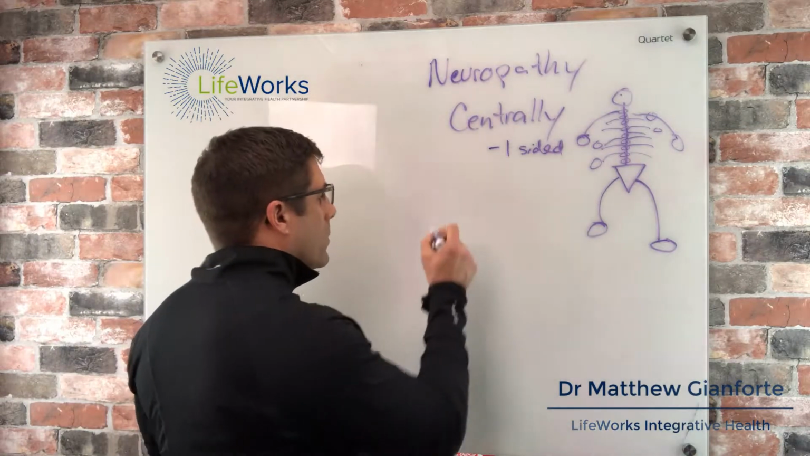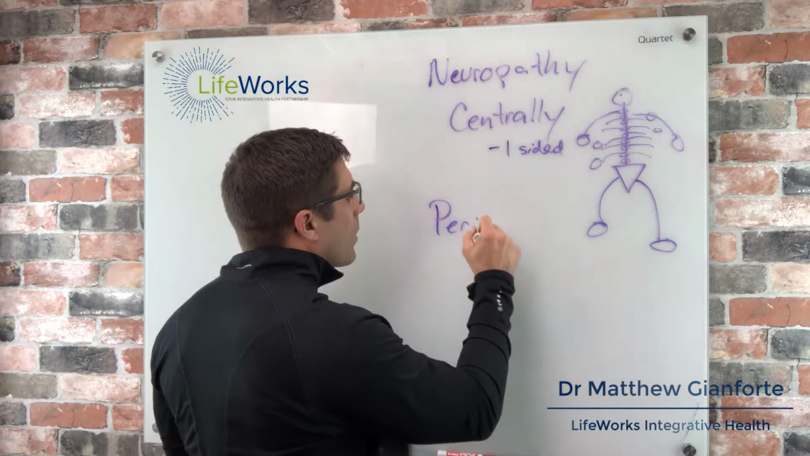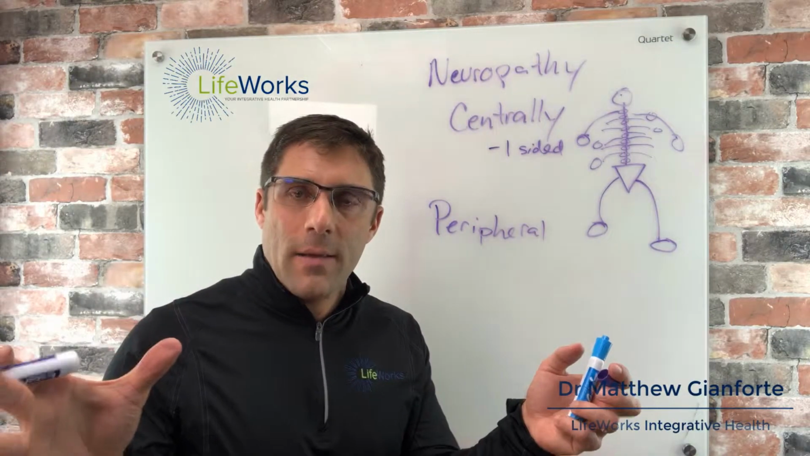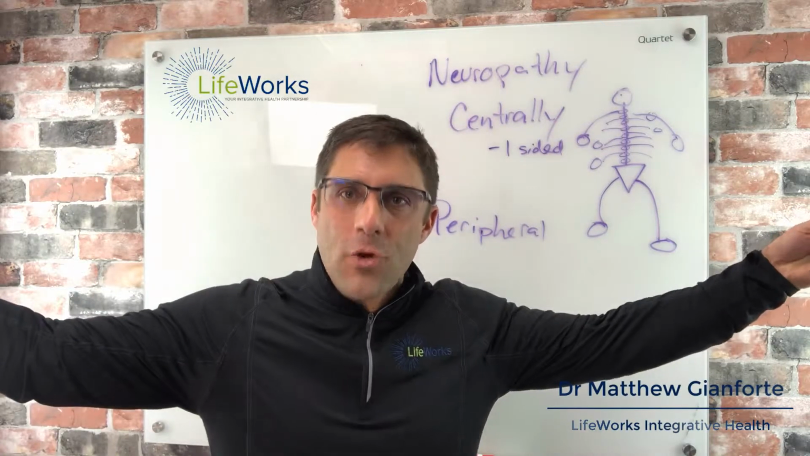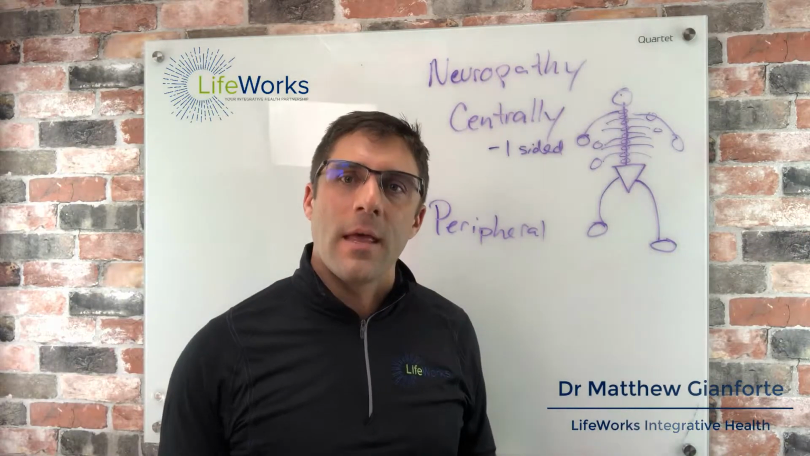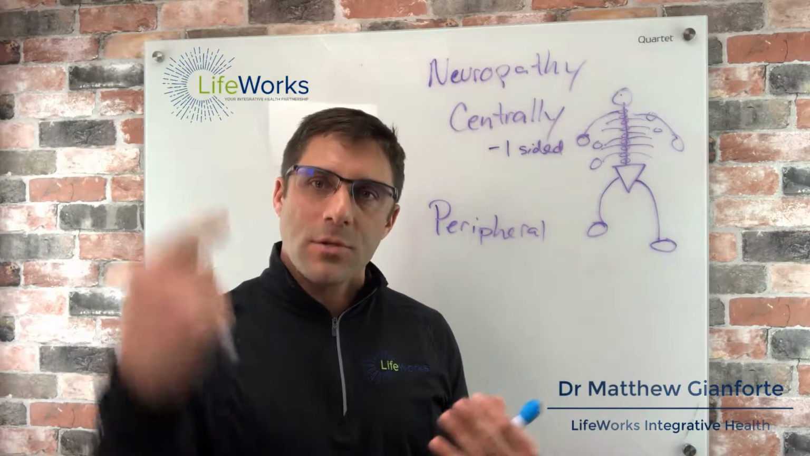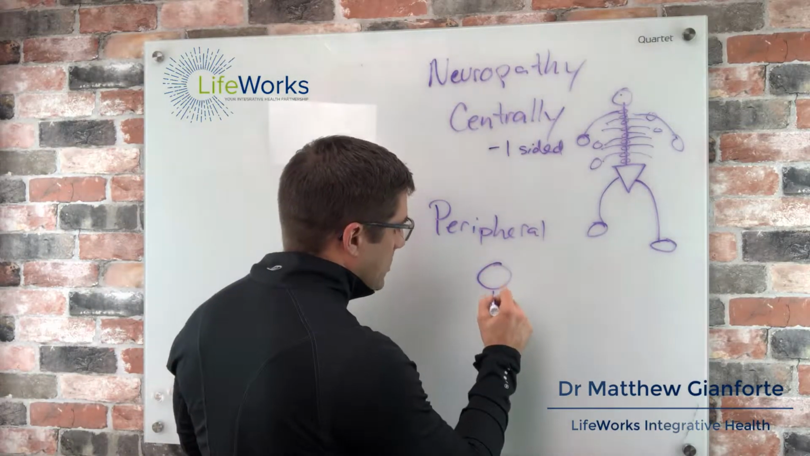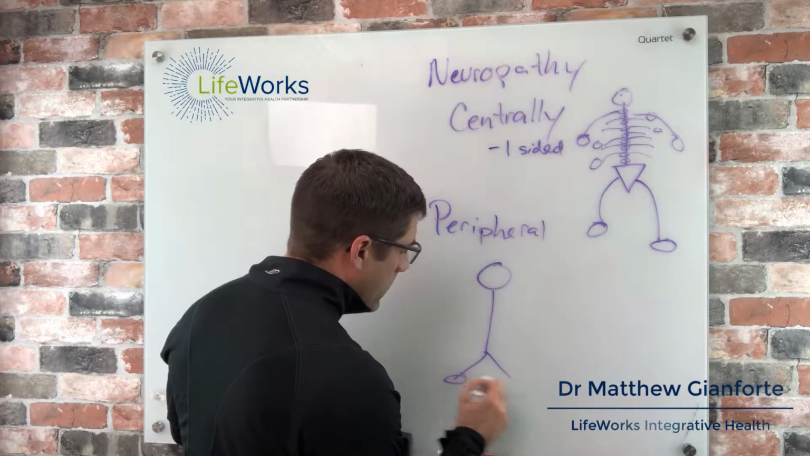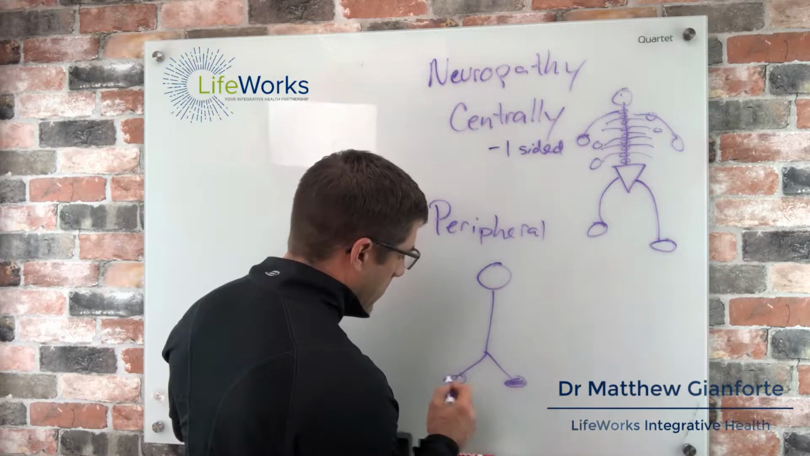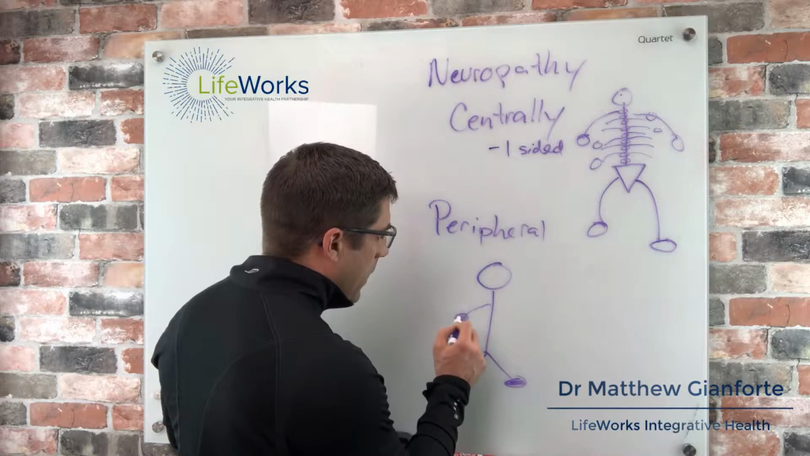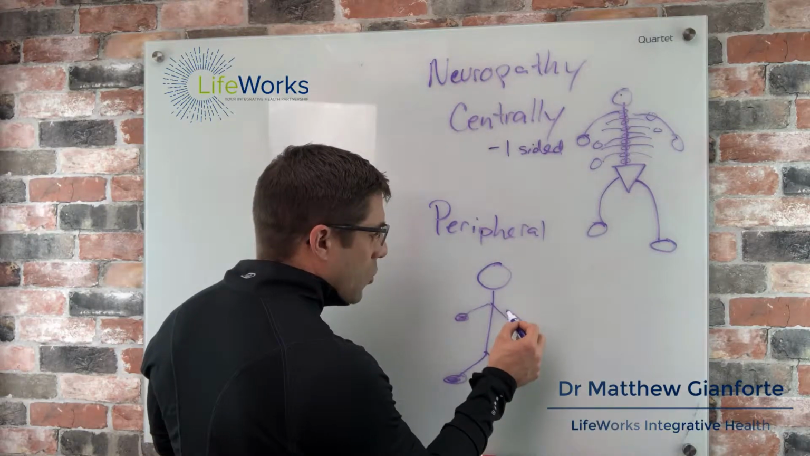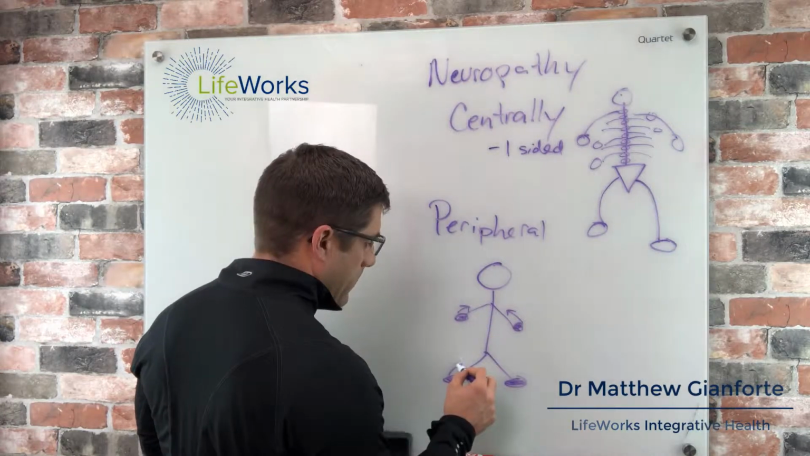Now, peripheral neuropathy means that it's coming from the outside of the body, okay, or the extremities, the hands and the feet, and you're feeling those pain signals come up to the brain, and that's where they're being sent. So the damage is actually happening down here at the feet or out here in the hands, and it migrates toward the body.